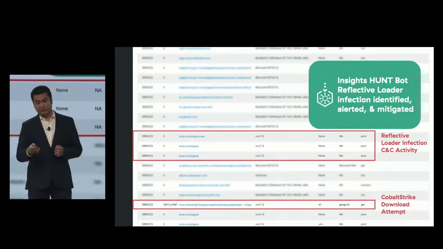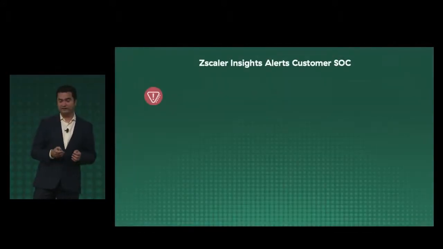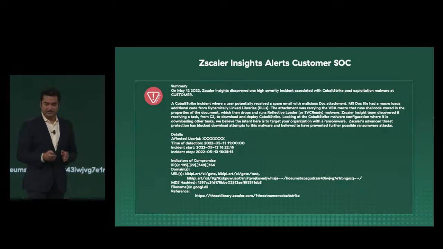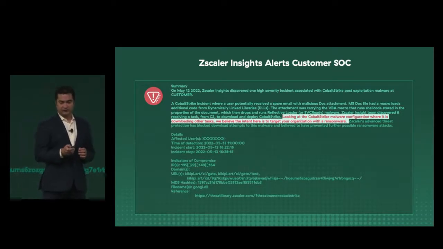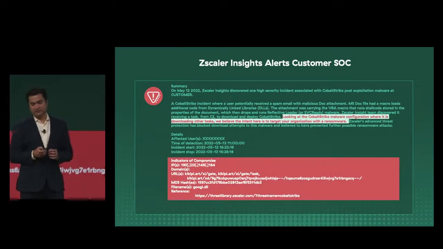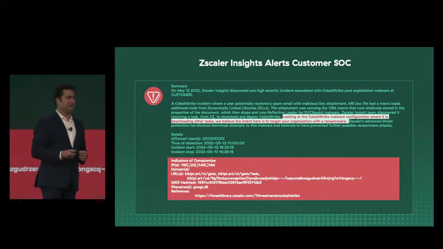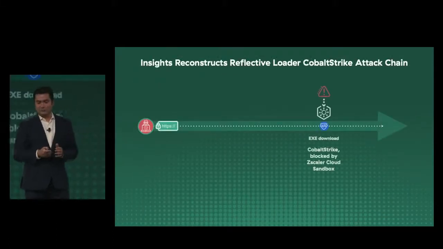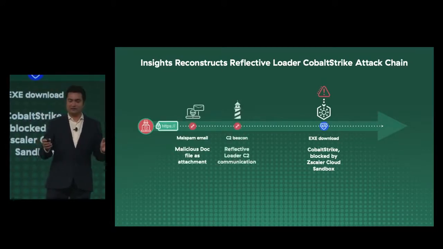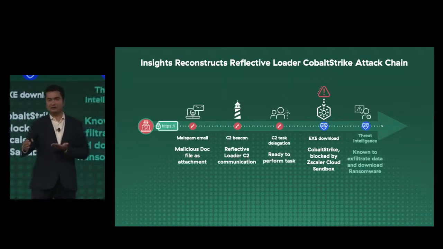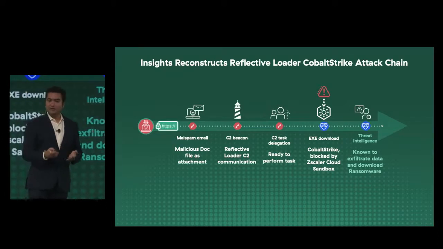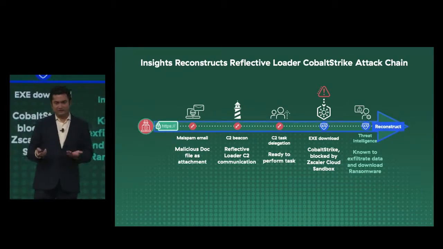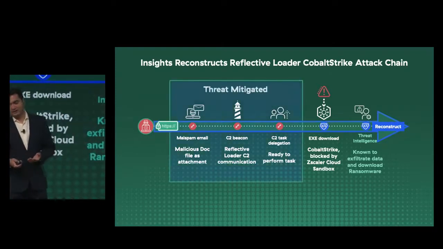So the customer was notified immediately by the Insights team with a full incident timeline, IOCs, and a recommendation to perform immediate cleanup of the impacted host. So if you look at it, we started the hunt with a Cobalt Strike download attempt, automatically reconstructed the attack chain, the chain of events that led to that payload, alerted the customer and mitigated the infection, and then prevented the ransomware attack from happening at the retailer.